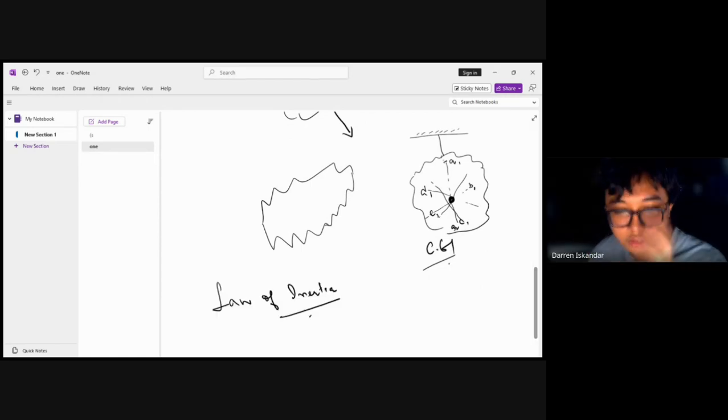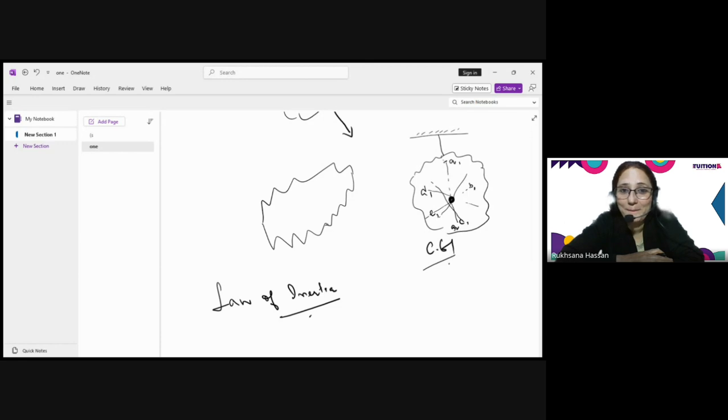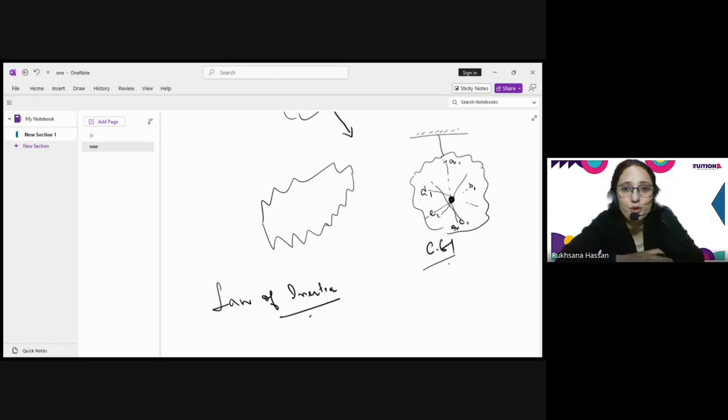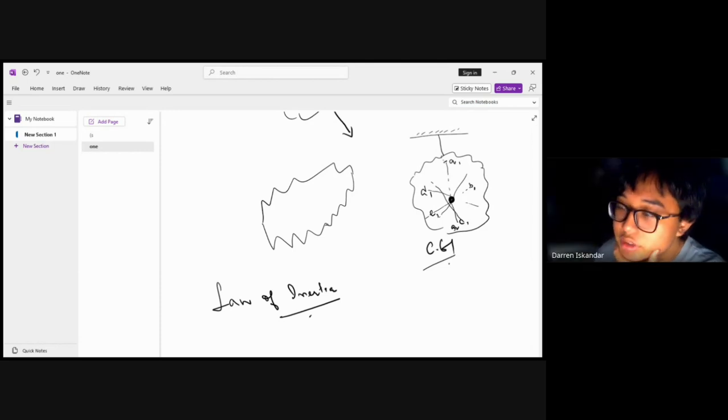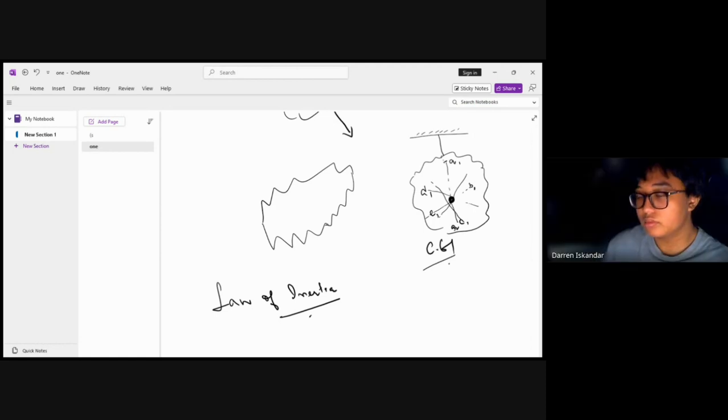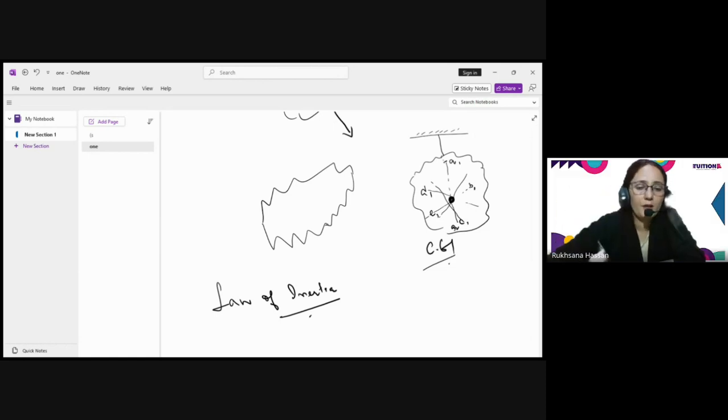Because inertia is also the property of a body in which a body does not want to change its state of rest or state of motion. It is the property of a body in which a body wants to remain in its own state. If a body is at rest, it wants to remain at rest. If a body is in uniform motion, it wants to remain in uniform motion.